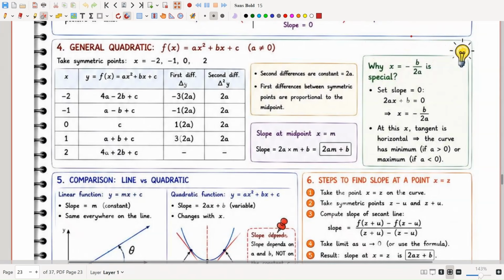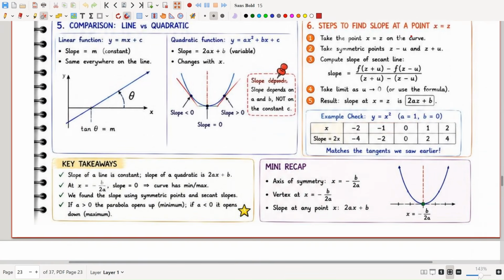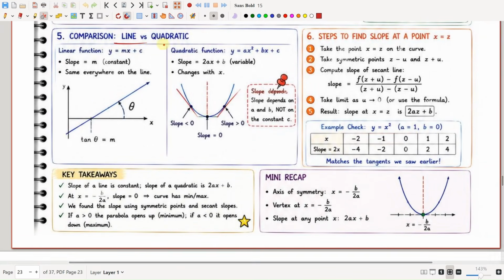Okay, so let's come to a comparison between a line and a quadratic. This is the general form of a line, y is equal to mx plus c, and this is the general form of a quadratic function, which is y is equal to ax squared plus bx plus c.